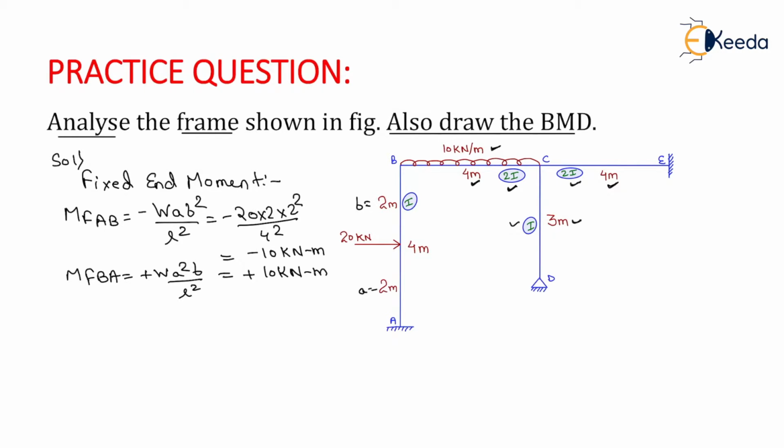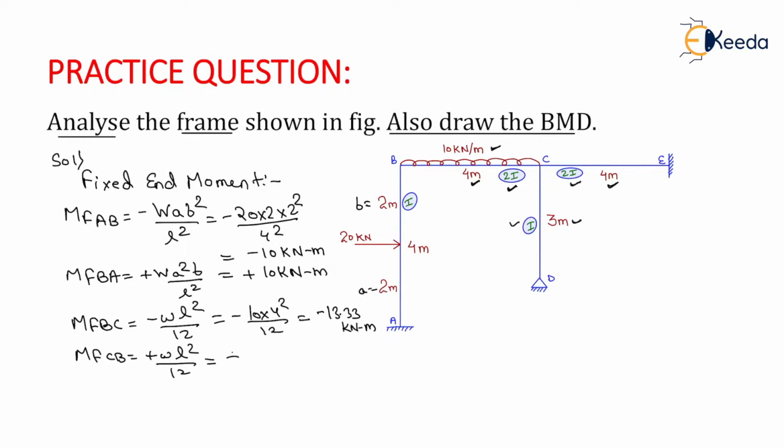Now we need to find the fixed end moments of BC and CB, which carry a uniformly distributed load. So the fixed end moment for BC will be equal to minus WL squared by 12. On putting the values, that is minus 10 into 4 squared divided by 12, we get the fixed end moment of BC equal to minus 13.33 kilonewton meter. Similarly, the fixed end moment of CB will be equal to plus WL squared by 12. On putting all the values, we get plus 13.33 kilonewton meter.